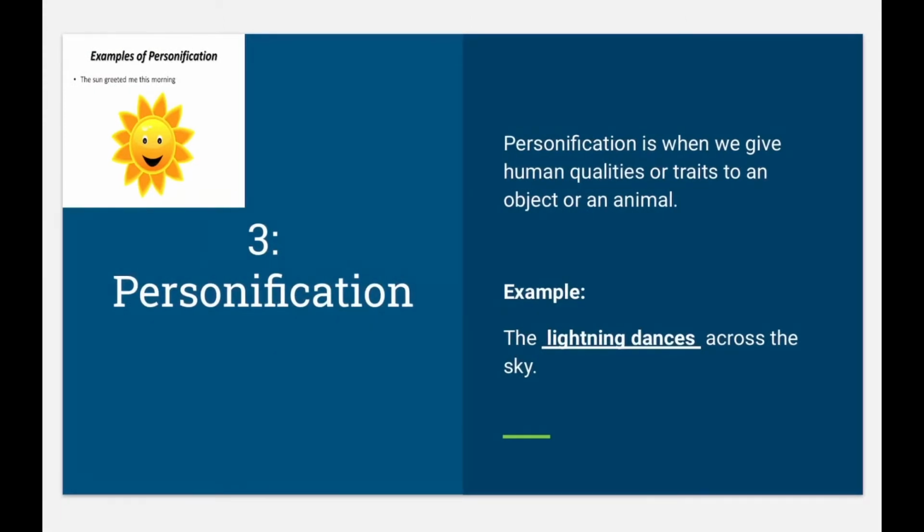Personification is when we give human qualities or traits to an object or animal. For example, the lightning dances across the sky. The lightning did not dance across the sky. He just wanted to show that the lightning was all over the sky. Another example, the sun greeted me this morning. The sun didn't greet you, but the sun was bright and shining, so the writer said, oh, let me write this as an example.